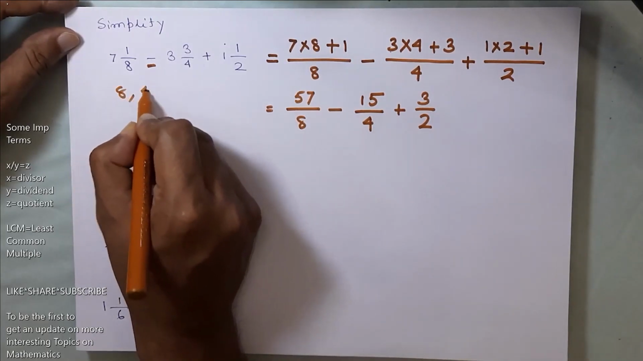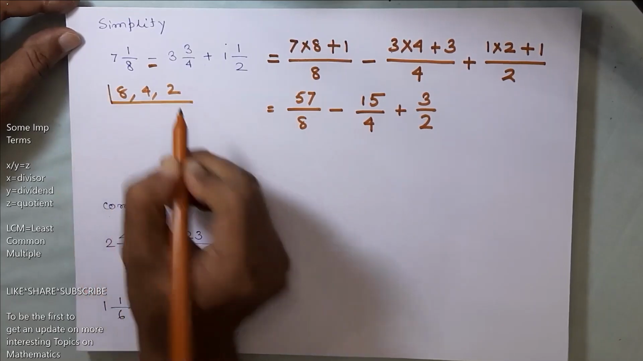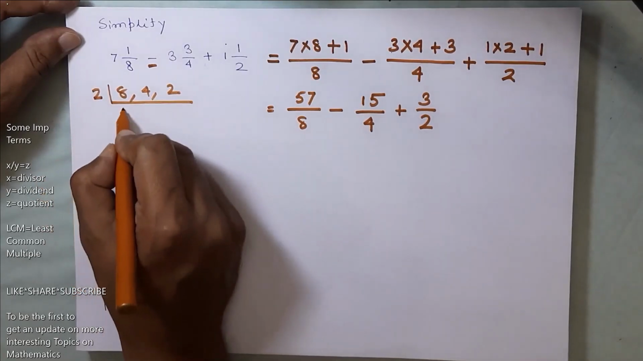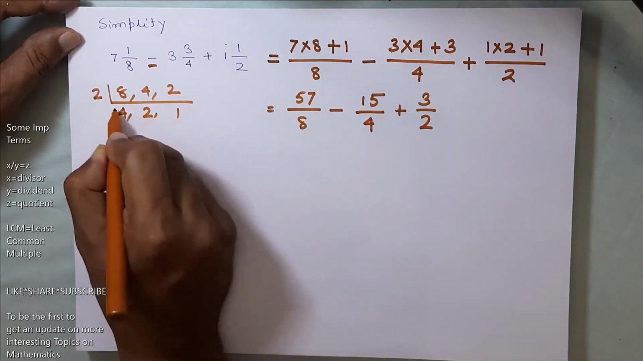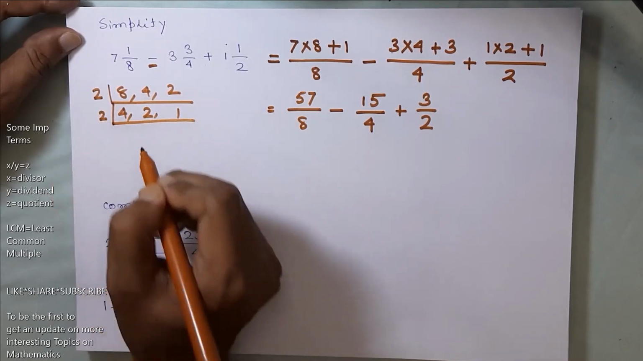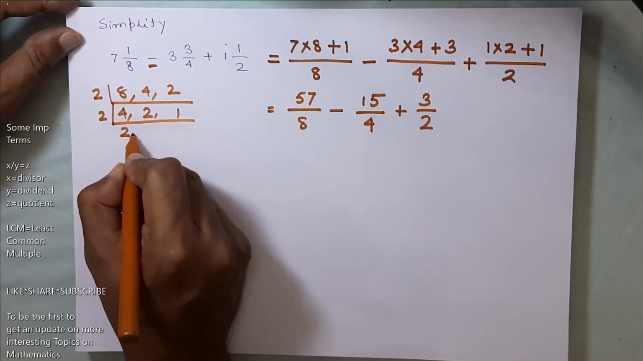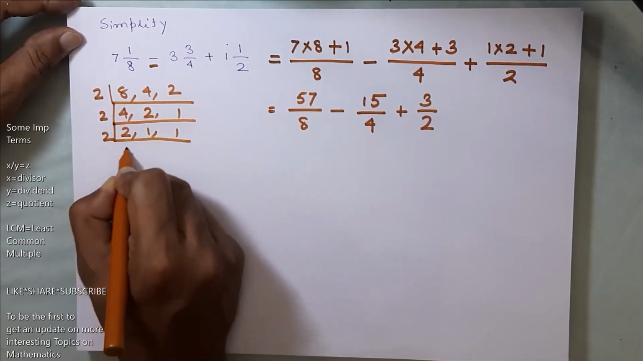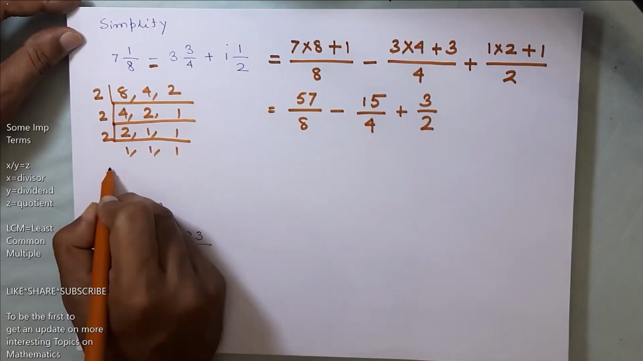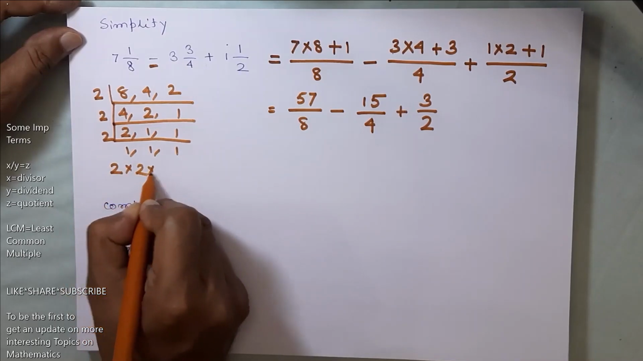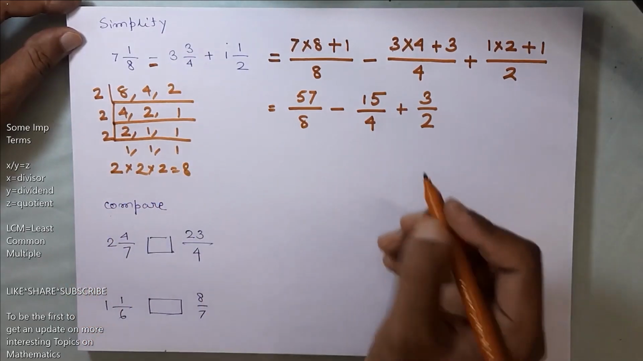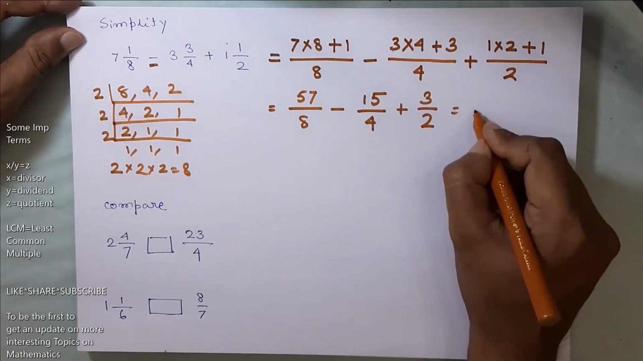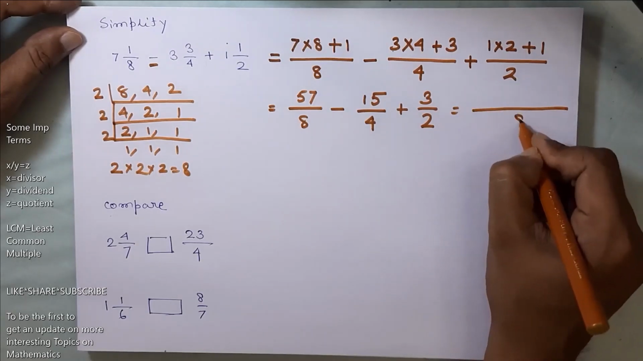So 8, 4 and 2. If I find the LCM, it will be 4, 2 and 1. Then 2, 2, 1, 1. Then comes 2, 1, 1, 1. So 2 into 2 into 2, equivalent to 8, will be the LCM. So I have to write down the LCM here.